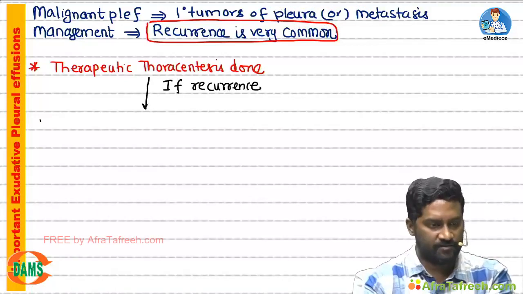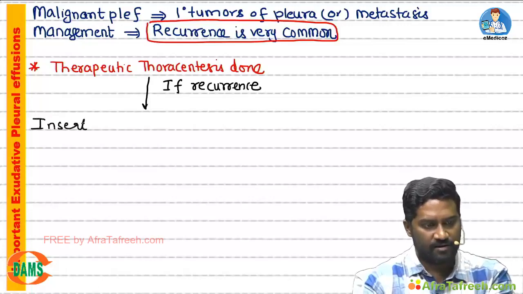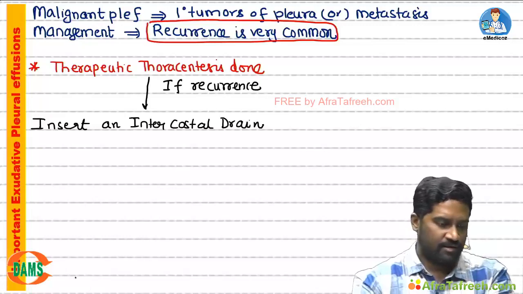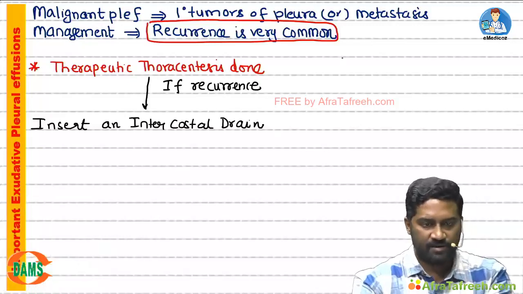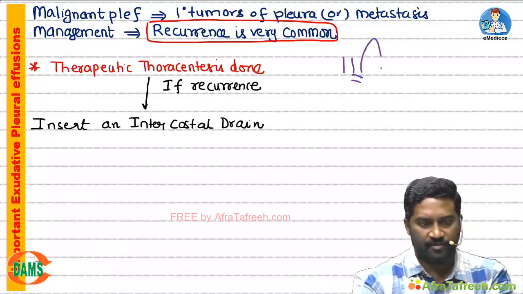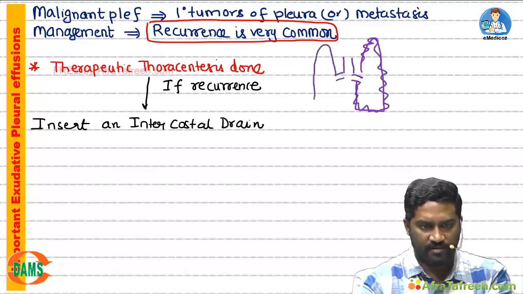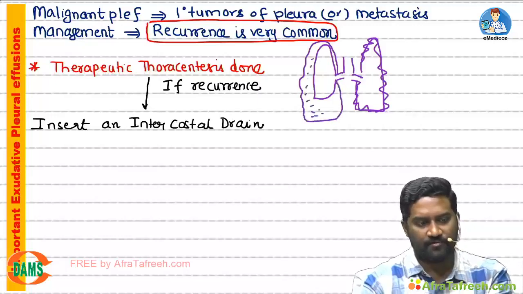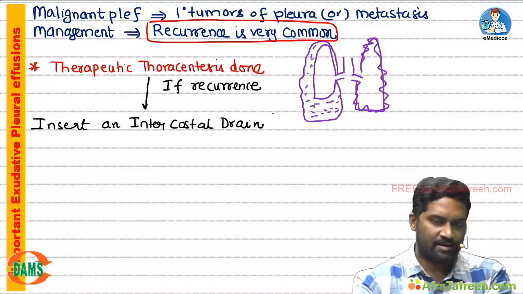what should you do next? You should insert an ICD. What is meant by ICD? Intercostal drain. You should insert an intercostal drain. Now for example, let this be the healthy lung. Around it is the pleura. Let this be the diseased lung. Because of this malignant disease, there is accumulation of fluid within the pleural cavity. If there is recurrence, I am going to put an intercostal drain.